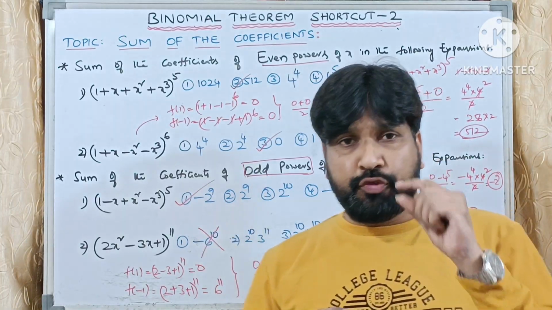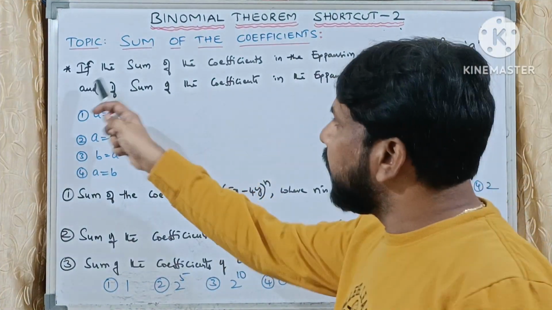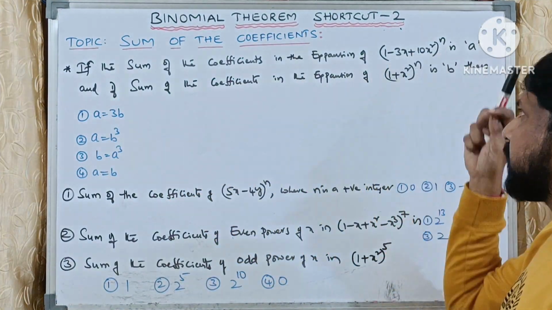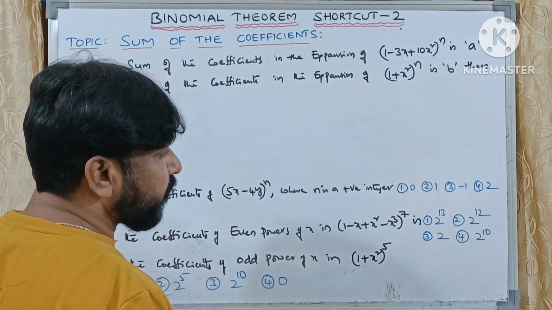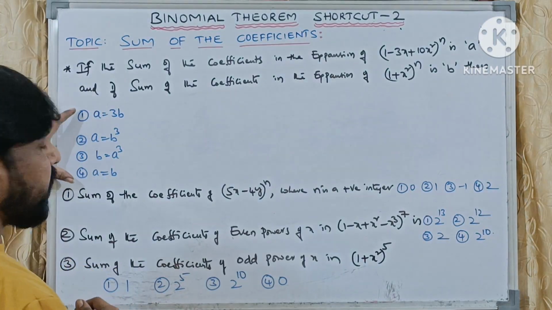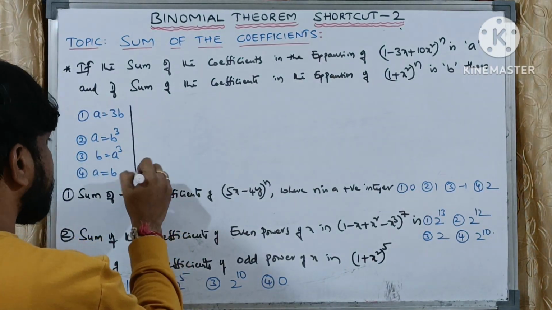Based on this concept, a few more questions also, and these questions are most important. If the sum of the coefficients in the expansion of 1 minus 3x plus 10x square whole power n is a, and if the sum of the coefficients in the expansion of 1 plus x square whole power n is b, then what is the relation between a and b? They are asking. Very simple, this kind of question.